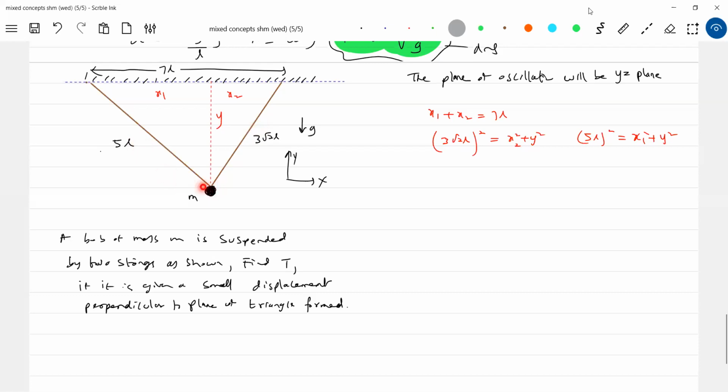Sir, what happens if I displace in the XY plane? No, then this will become loose. Then it is not possible for it to oscillate if I displace it. I'll try to explain.